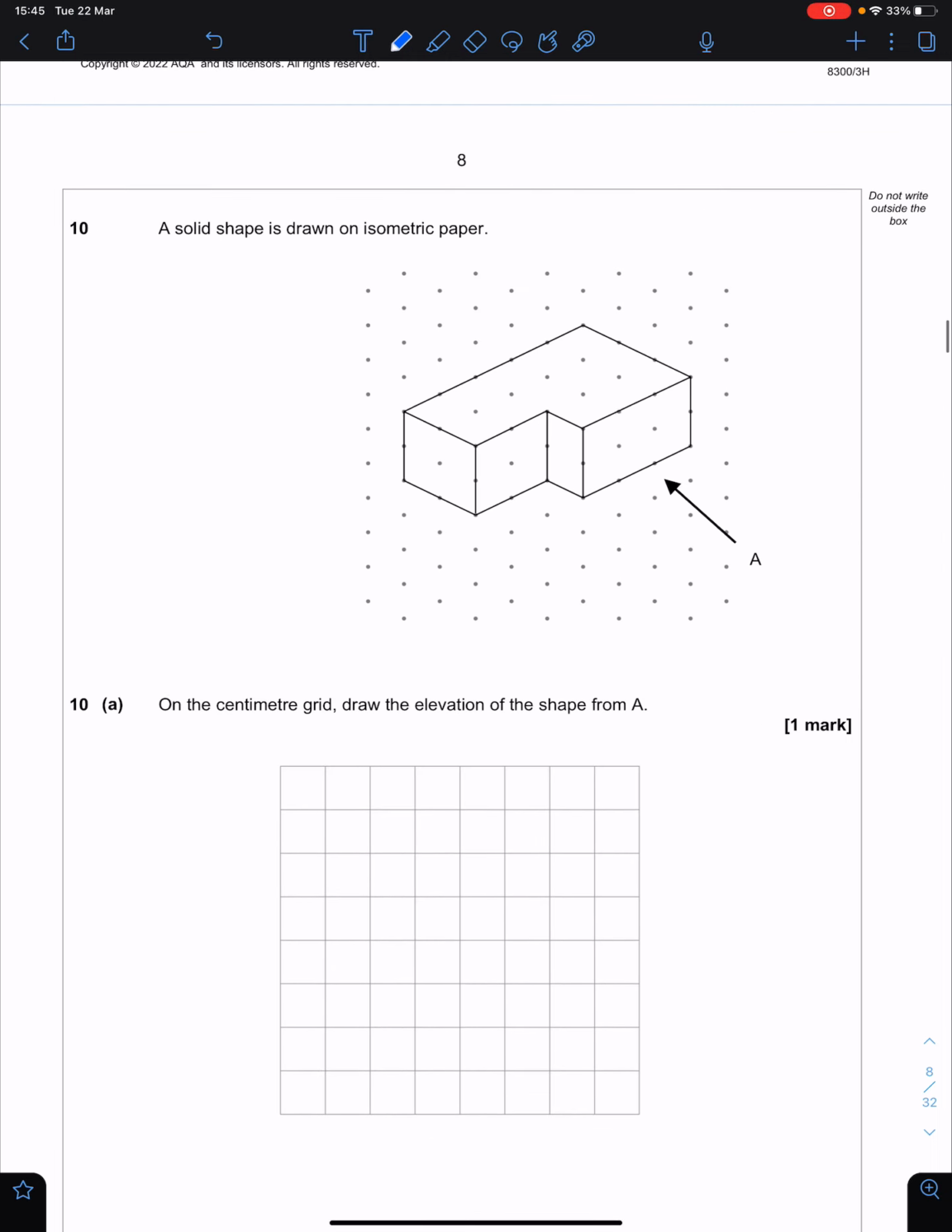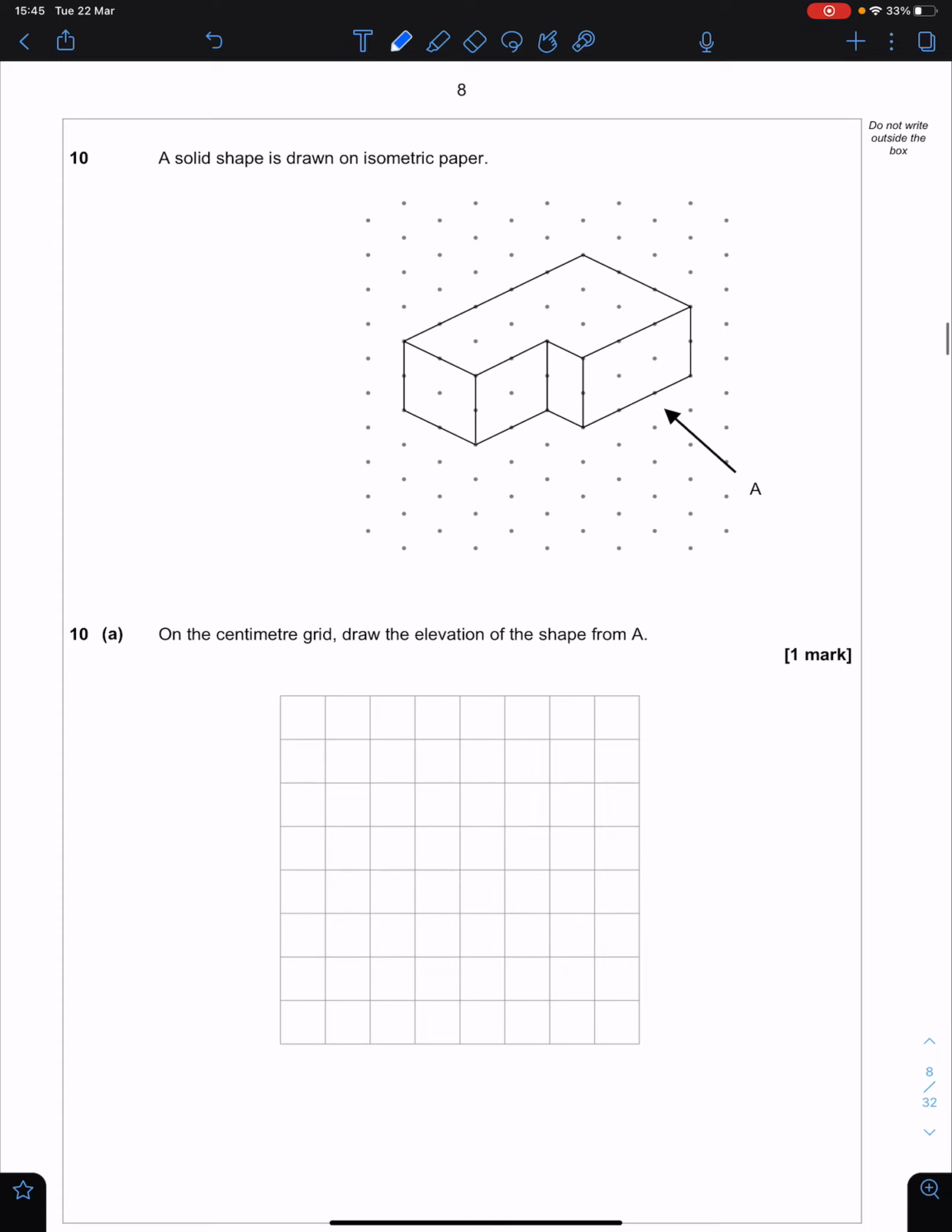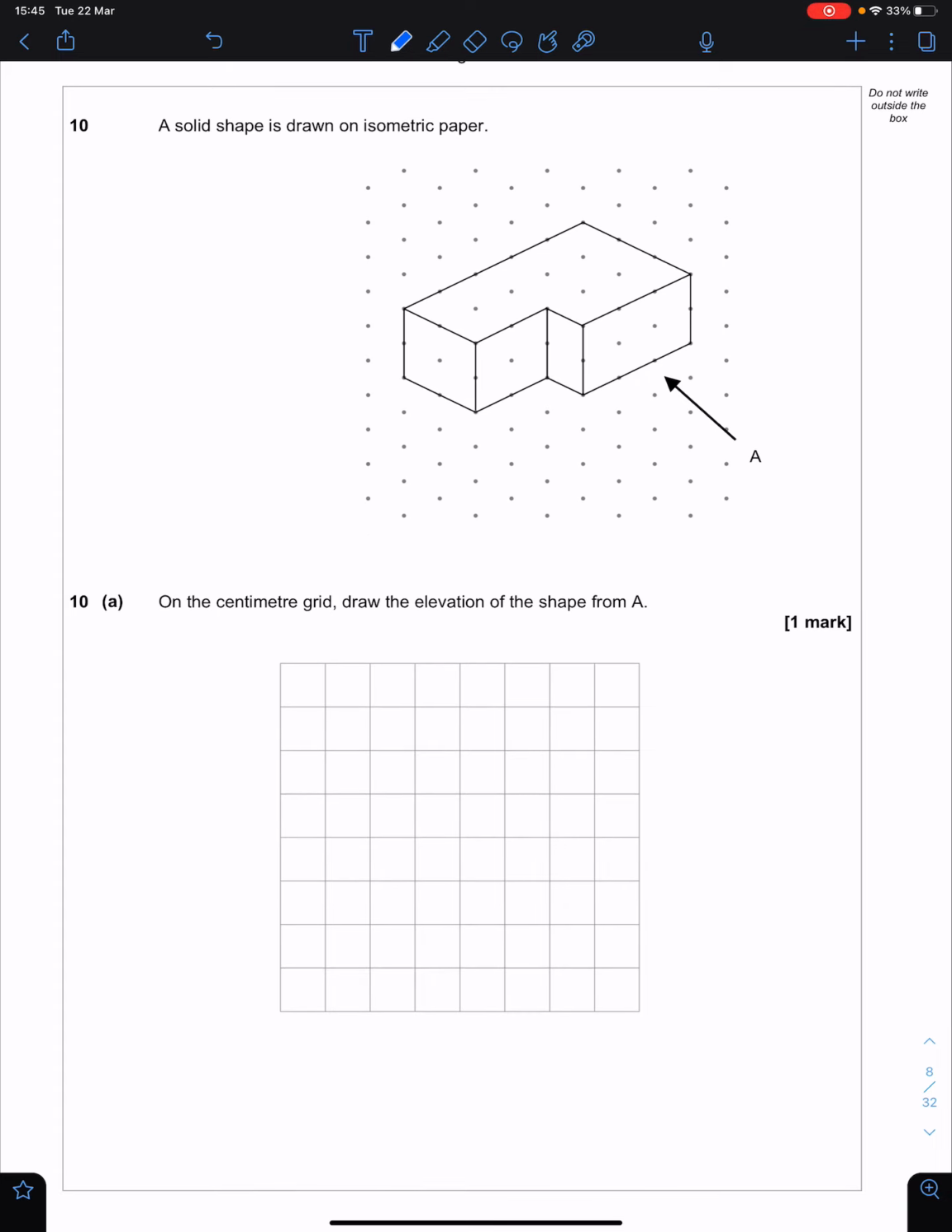Okay, let's keep going. A solid shape is drawn on isometric paper. On a centimeter grid, draw the elevation of the shape from A. So we've got here. What I'm going to do is split this up into nice squares, because this is square centimeter paper, like a centimeter grid. So if I just draw lines like this, I can see very clearly how many squares it actually takes up.